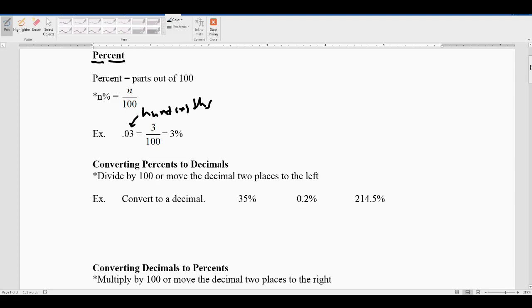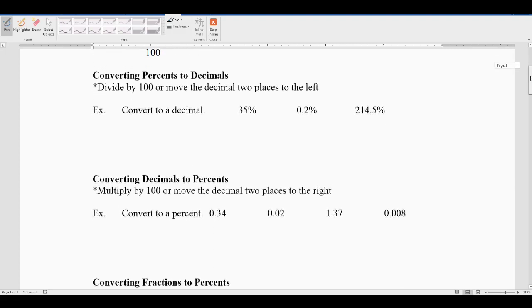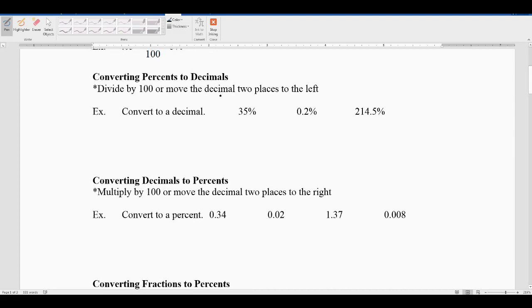So let's do some examples of some conversions. We're going to start with converting percents to decimals. What you can do is divide by 100, or move the decimal 2 places to the left. One way to remember this is to think about the alphabet: A, B, C, D, and you come to P. If you're going from percents to decimals, you're going to the left, percent to decimal. The reason it's 2 places is because the number 100 has 2 zeros in it.